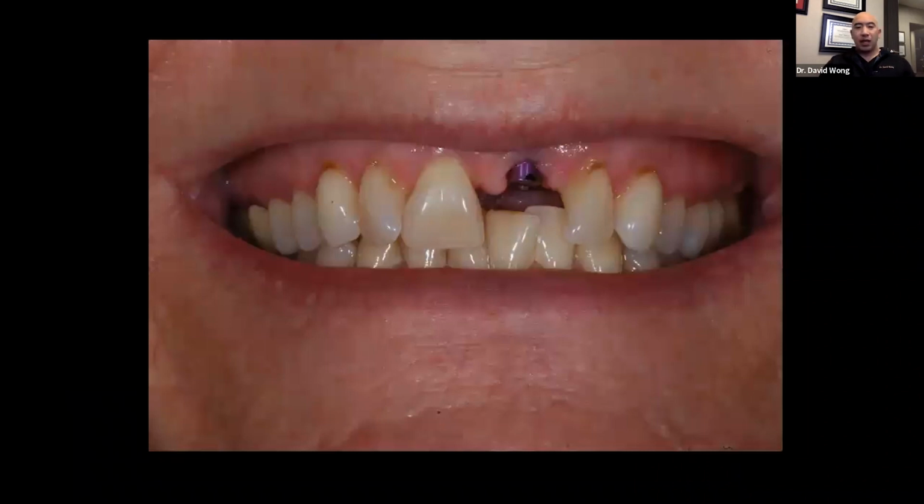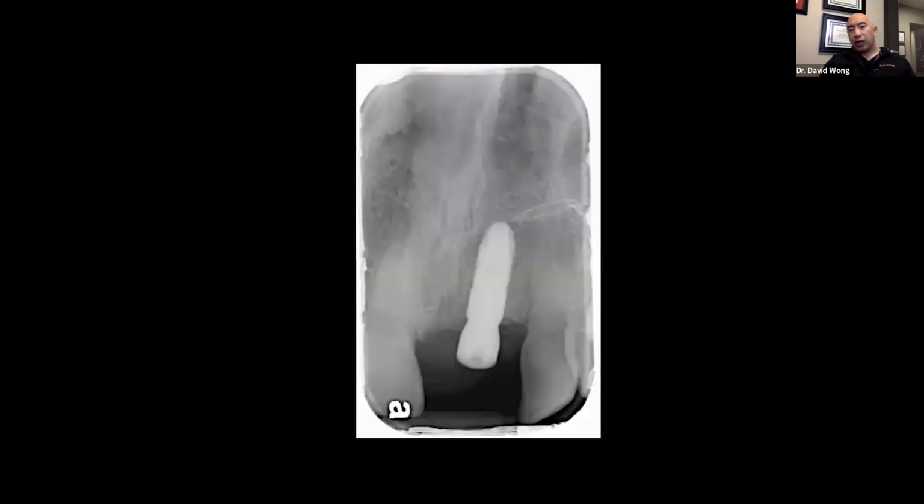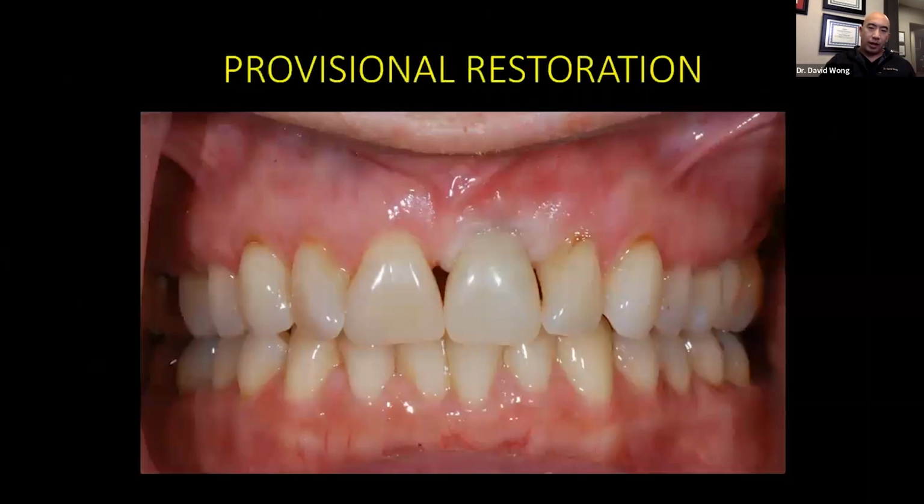This is a flapless implant surgery because we use a surgical guide. That's what we're doing here. Here, with the implant placed, you can see that the periodontal defects are totally closed and healed up. Everything's looking good. And then 4 months later, we're going to let that heal up. We're going to put a provisional restoration on.